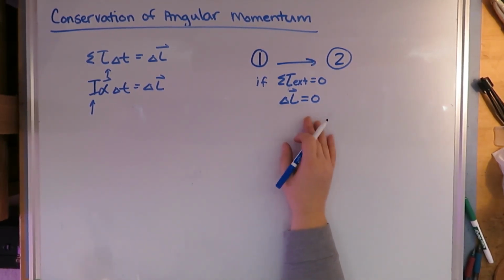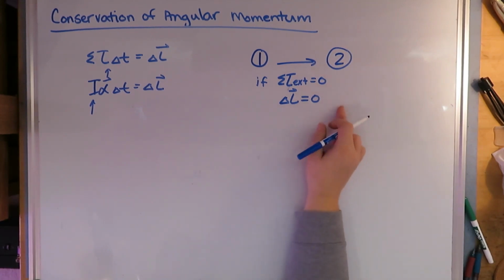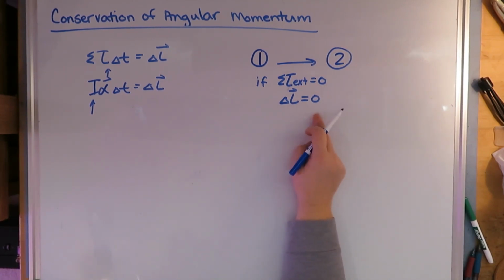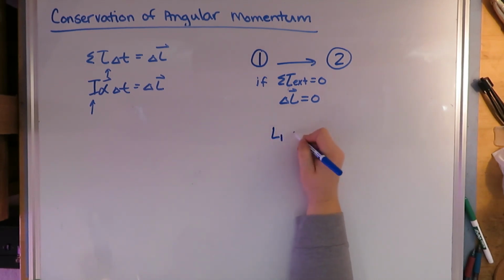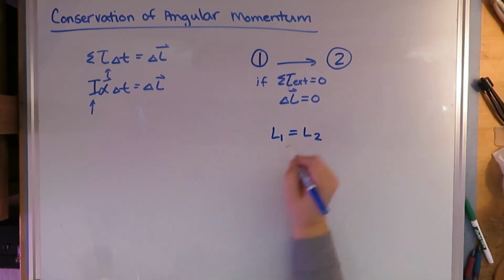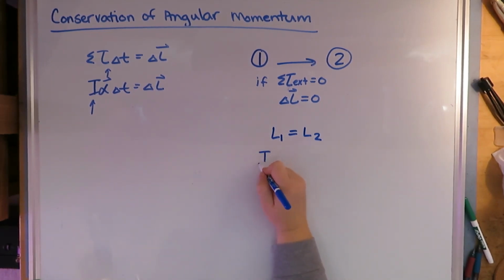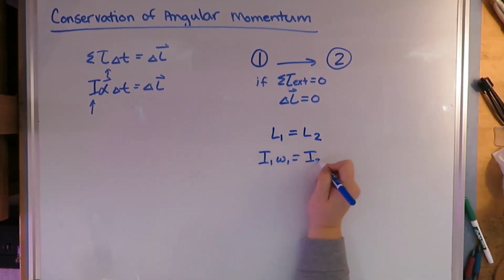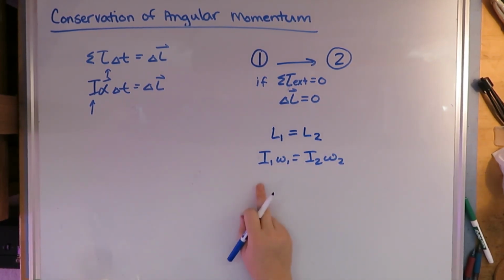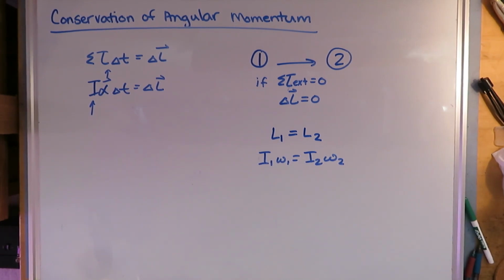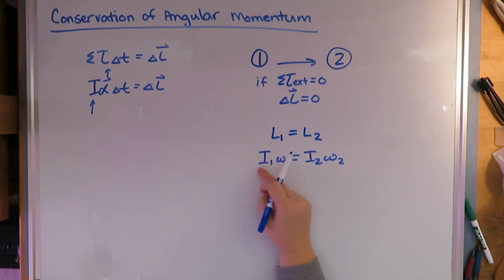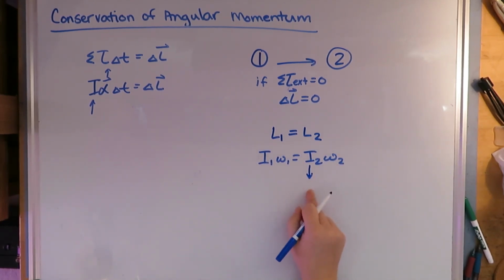Then, if I've established that there are no external torques, a change in angular momentum equal to 0 means my angular momentum at the start has to equal my angular momentum at the end. If it's a one object system, I might just have I1 omega 1 equals I2 omega 2. For example, when the skater or the person on the rotating platform pulls their arms in, they decrease their rotational inertia, which causes their angular velocity to increase, so you have conservation there.